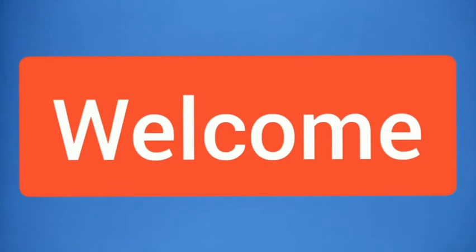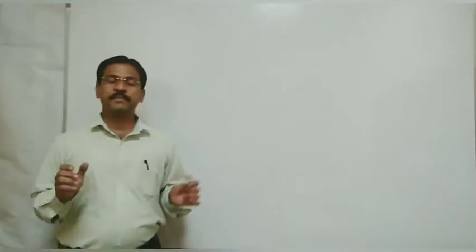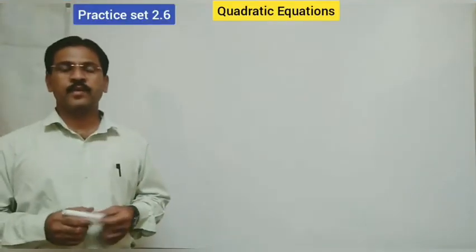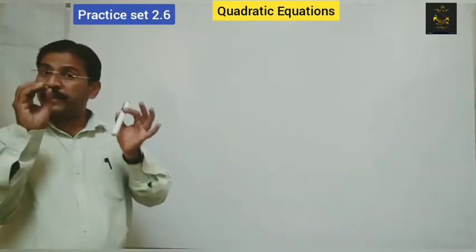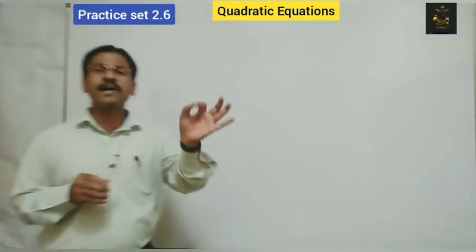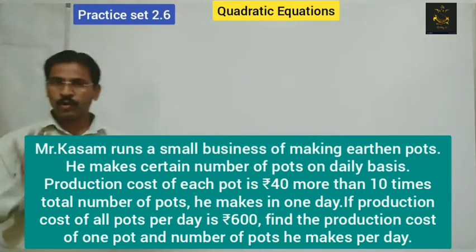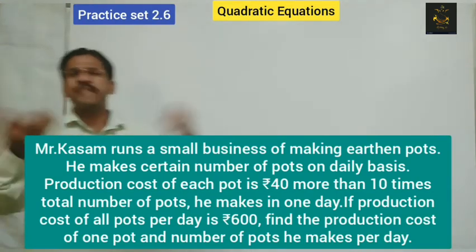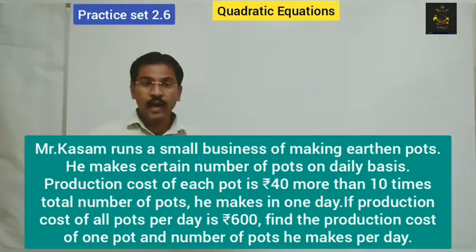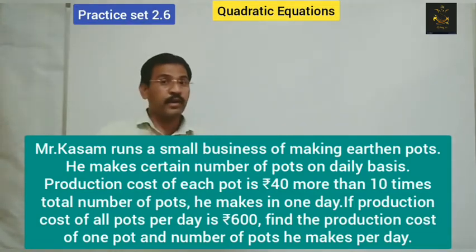Remaining examples of practice set 2.6. Friends, in the sixth sum, just read carefully. Mr. Kasim runs a small business of earthen pots. He made some pots daily. Now, they're given to us. A very, very important condition, that one.